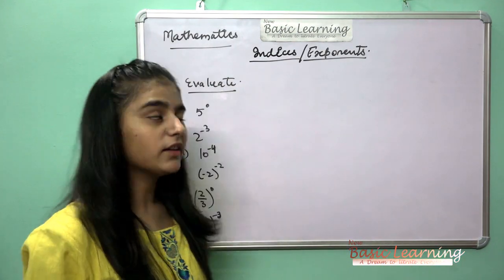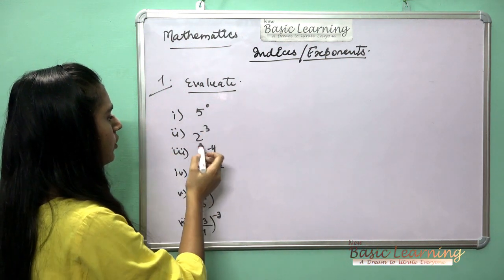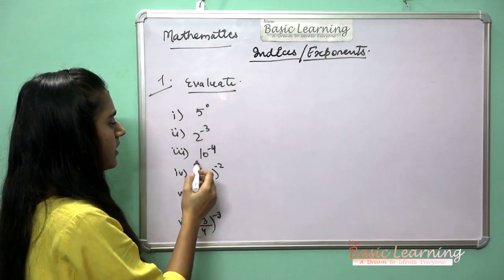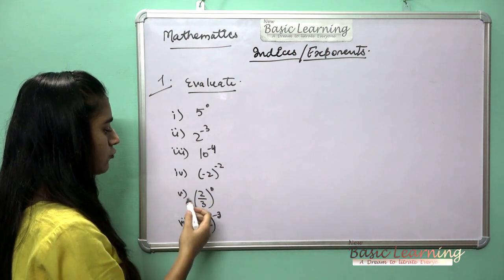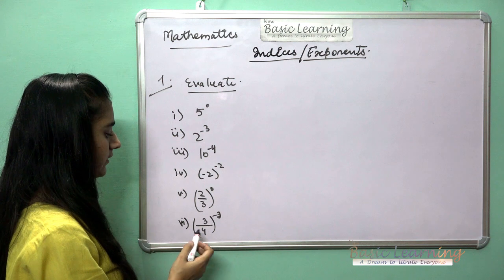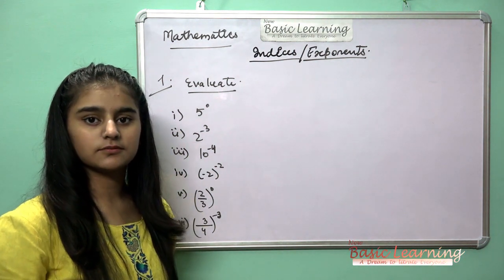So question number 1 is to evaluate, and the questions are 5 to the power 0, 2 to the power minus 3, 10 to the power minus 4, minus 2 to the power minus 2, 2 upon 3 to the power 0, and 3 upon 4 to the power minus 3. Let's solve them one by one.